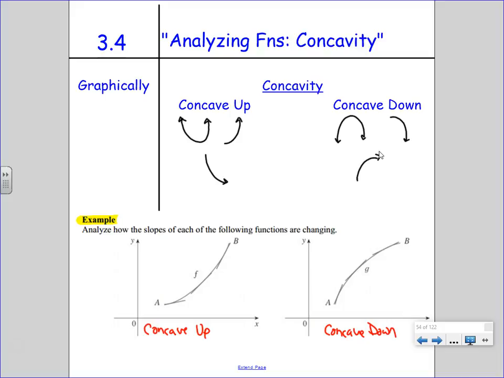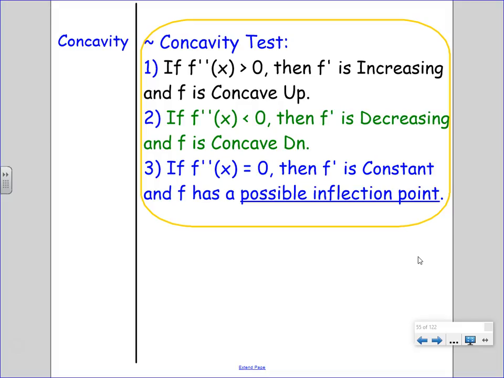But then we said, hey, let's talk about the slopes. How are the slopes changing? And we figured out for any concave up portion of a graph, the slopes are increasing. And for any concave down portion of the graph, the slopes are decreasing. So if the slopes are increasing or decreasing, causing the concave up or the concave down, I think there's something that we could say about that. And we did. But did we write this down? That's the question.